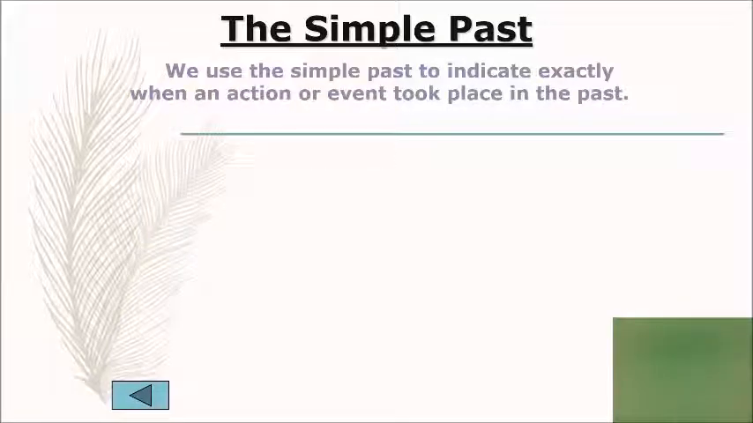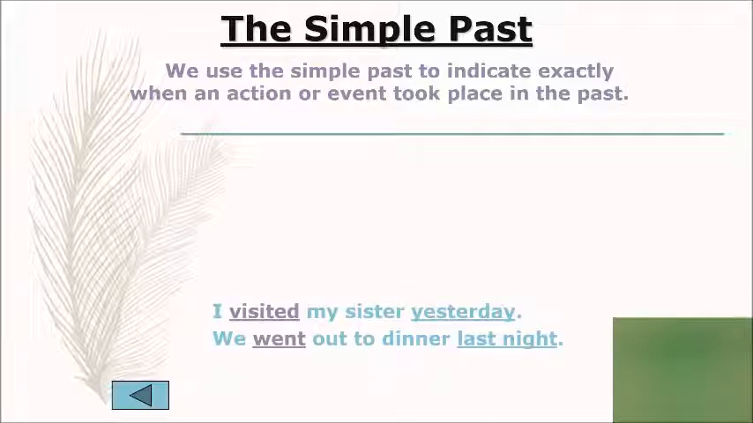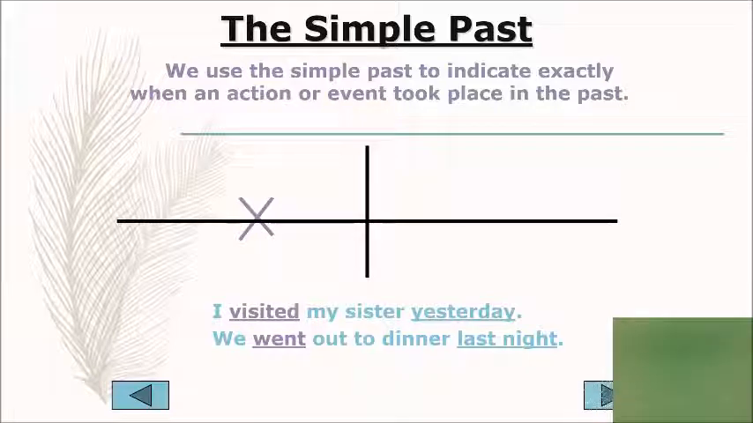Let's see now the past tense. What is it? The past tense is used to indicate exactly when an action or an event took place in the past. We have the axis of time, which is in front of you. The mark X represents the past, and this line in the middle represents the present.